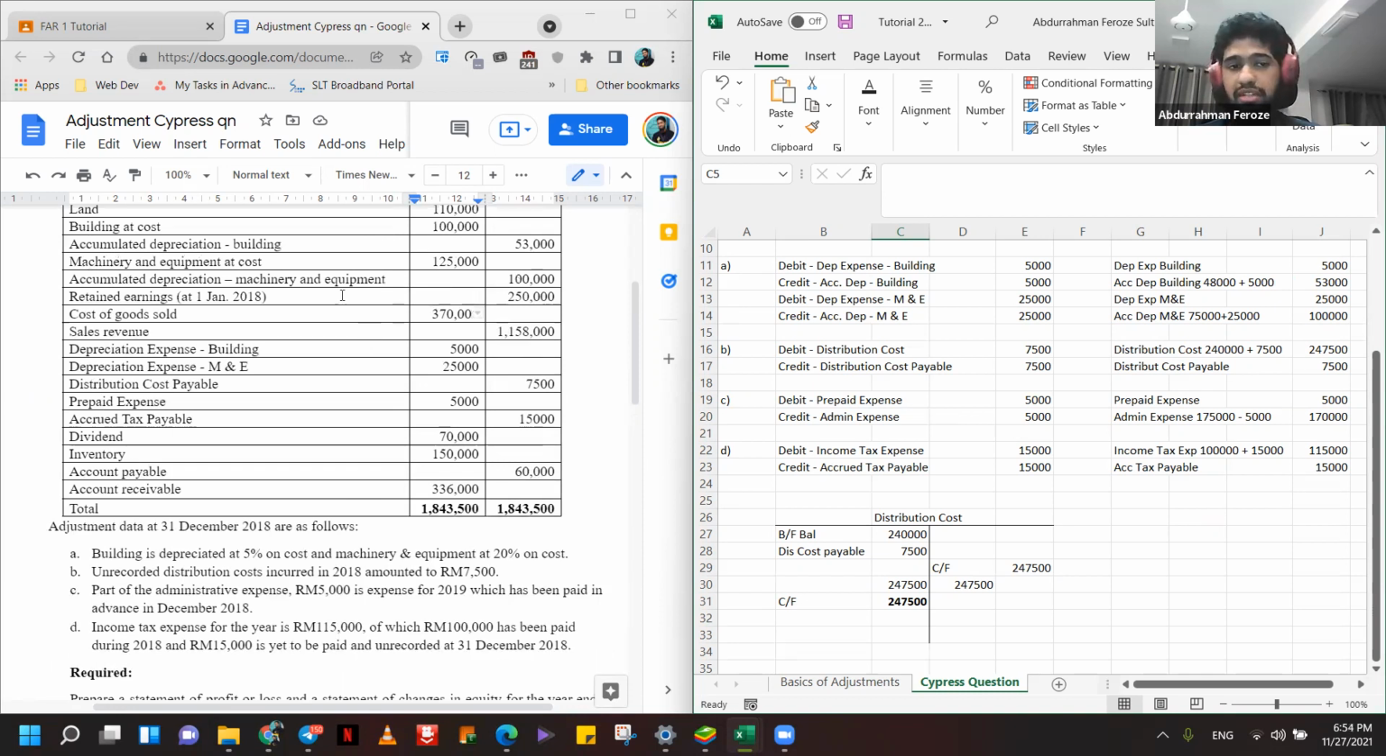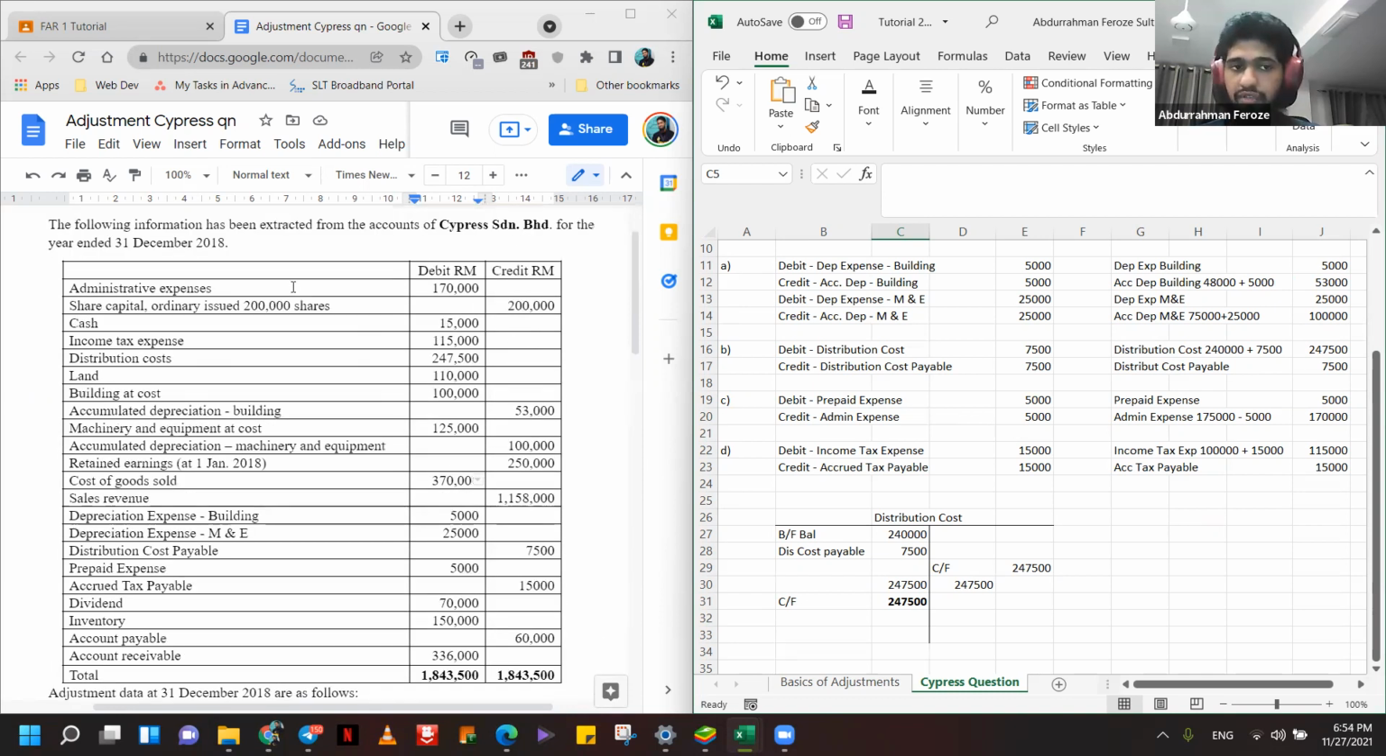Before we go with that, one way to make it easy for you to convert the trial balance into the three main financial statements is to allocate where each item goes. For example, admin expenses goes into the SOPL, correct? The share capital goes into the SOCE, which is the statement of equity. If you break it down here, then once you're transferring the data into the financial statements, it's very easy. So let's do that quickly.